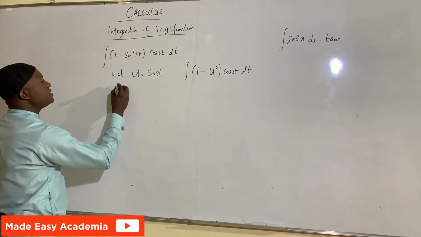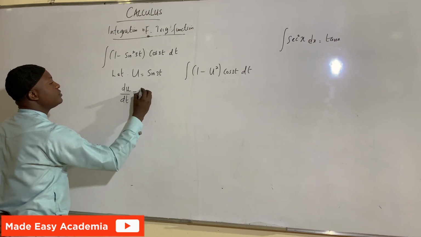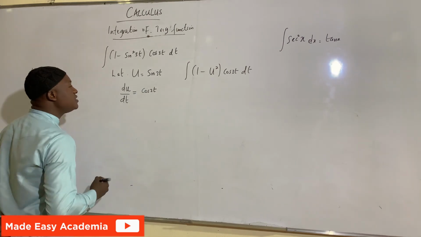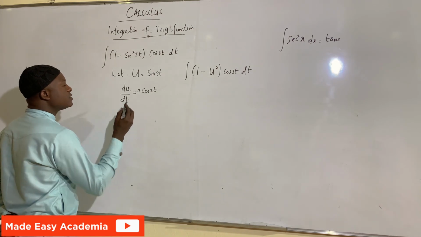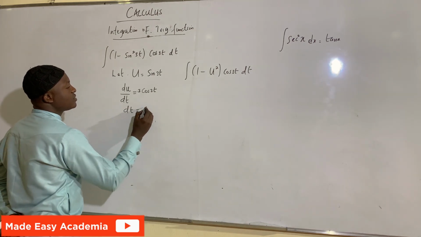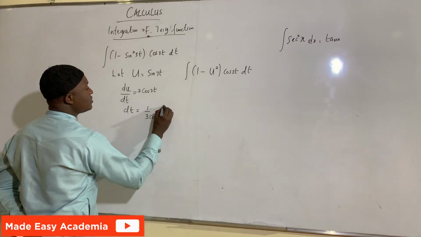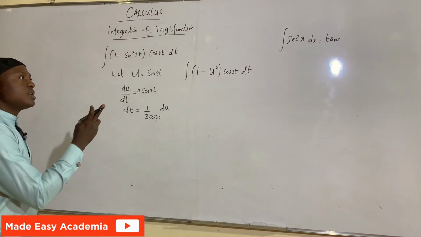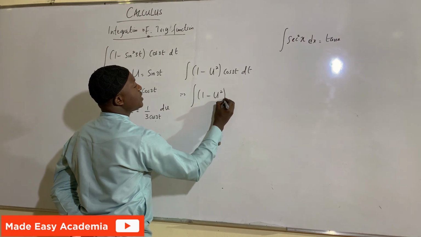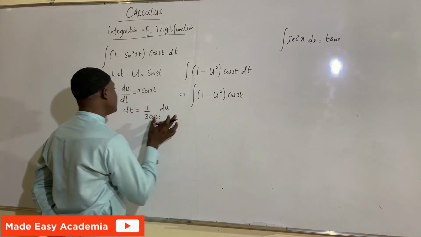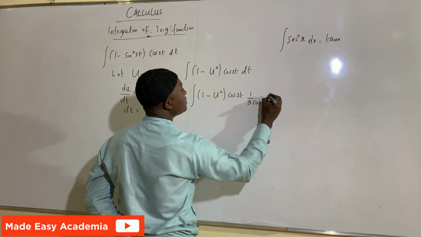So between u and t, we have du/dt equal to the derivative of sine 3t, which is 3 cos 3t. I want to make dt the subject, so here we have dt equal to 1 over 3 cos 3t, then du. Now let's put it back there. Now we are going to have the integral of (1 minus u squared) cos 3t. Our dt now is this, so if I substitute, we have 1 over 3 cos 3t dt.